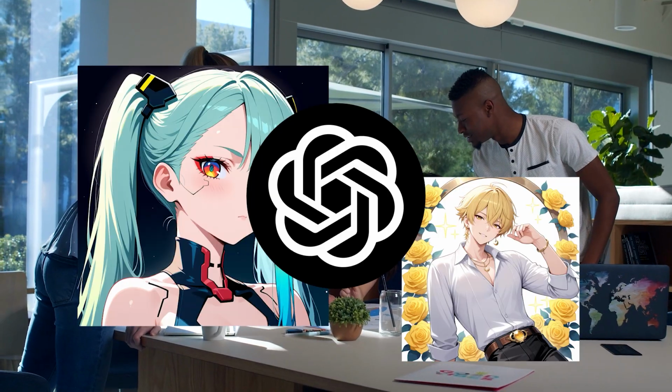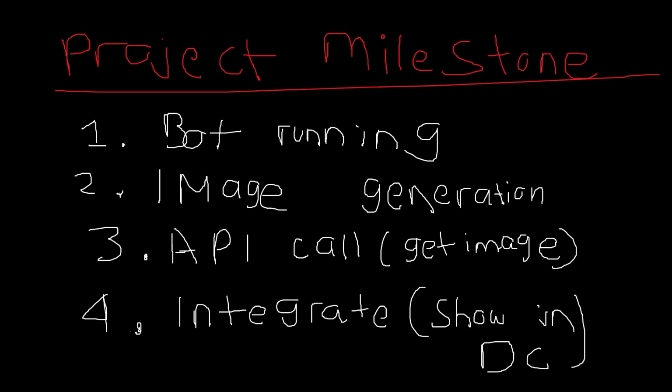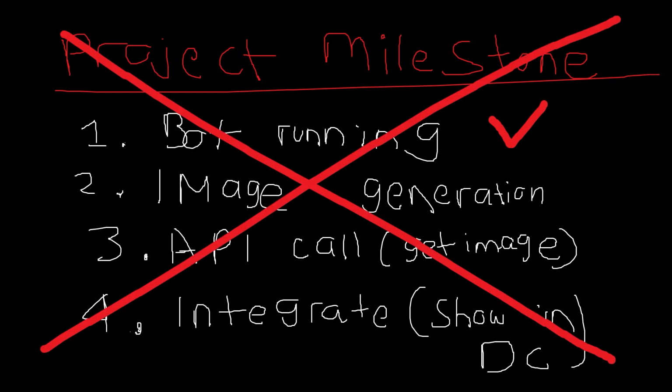with AI. Okay, so we have 4 main sections for the overall project. The first one is getting the Discord bot up and running, which we already did. So technically, we are already halfway there. But guess what? You're wrong. Because I have no idea on how image generation works.